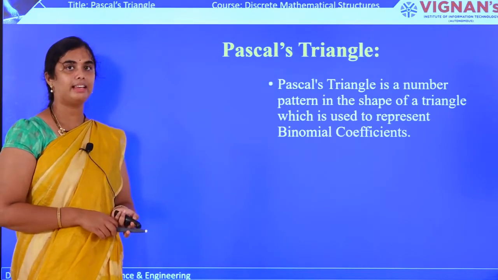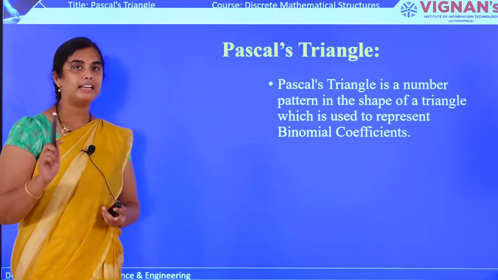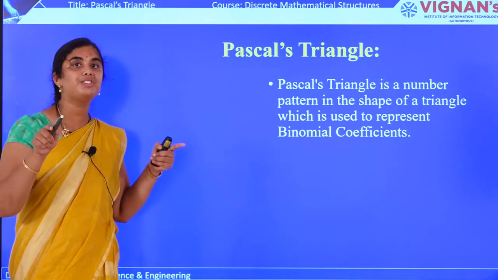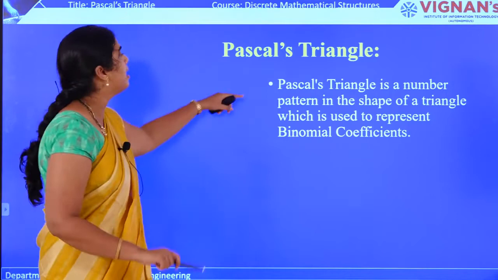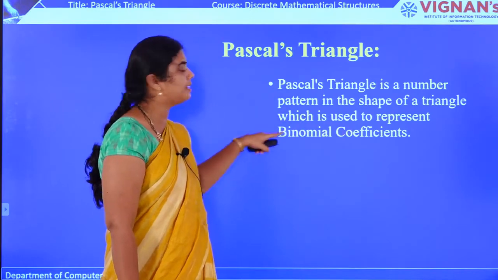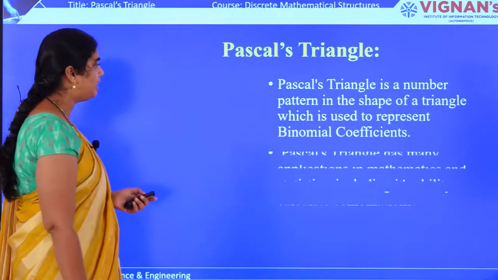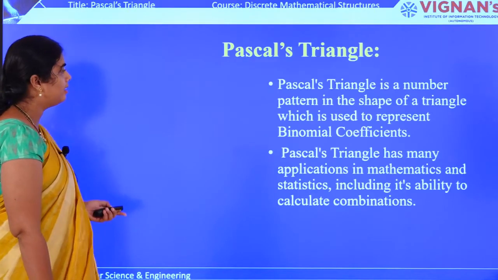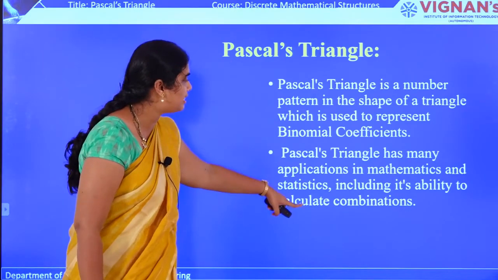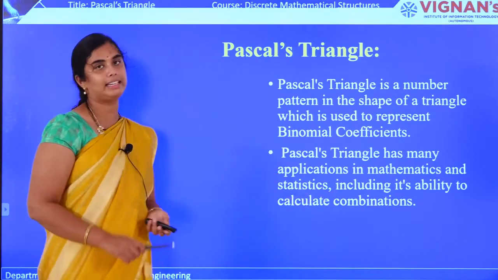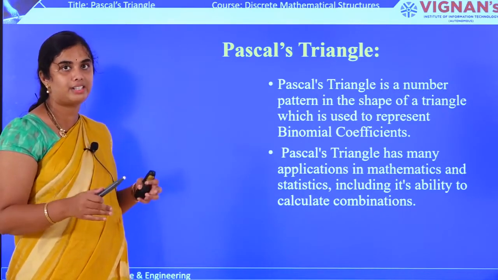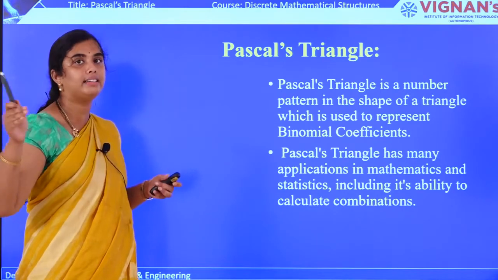Next, Pascal's triangle. What is this Pascal's triangle? Pascal's triangle is used to find the binomial coefficients of the binomial expression. Eventually, you can get the binomial expression also. Pascal's triangle is a number pattern in the shape of a triangle which is used to represent the binomial coefficients. You will understand this if you look at the Pascal's triangle directly. Okay. Pascal's triangle has many applications in mathematics, and it is also used in statistics, including the ability to calculate combinations.